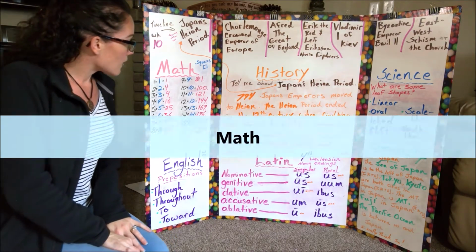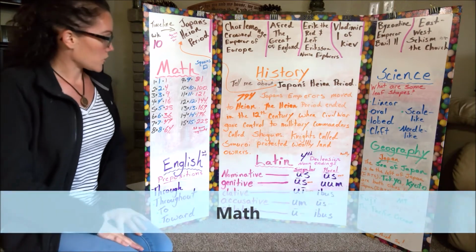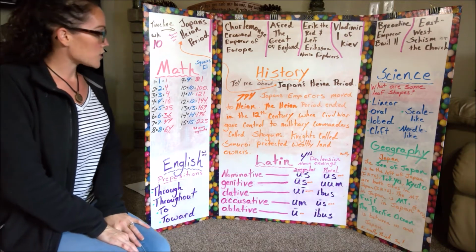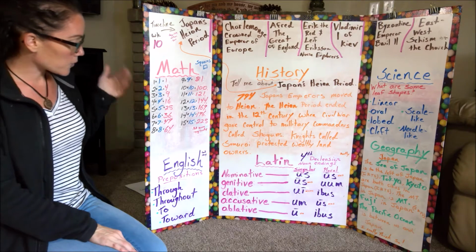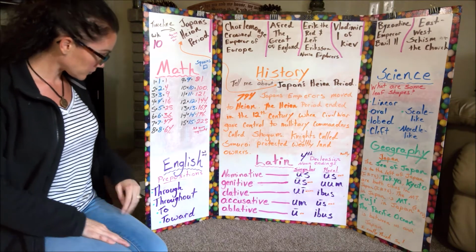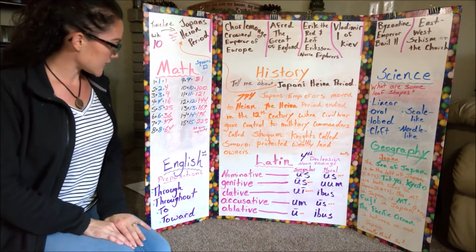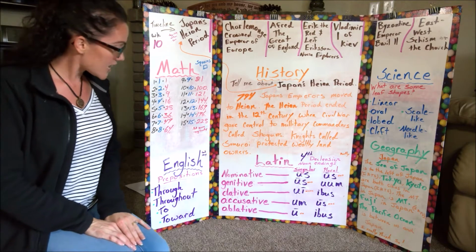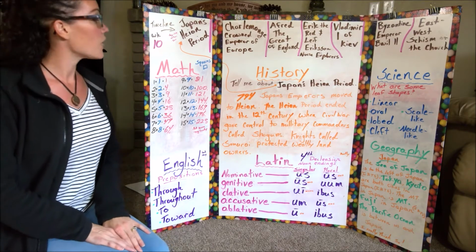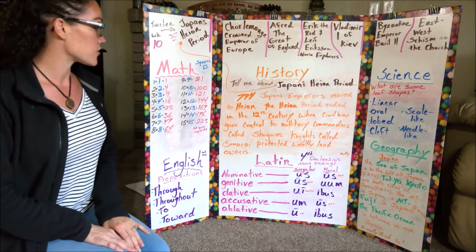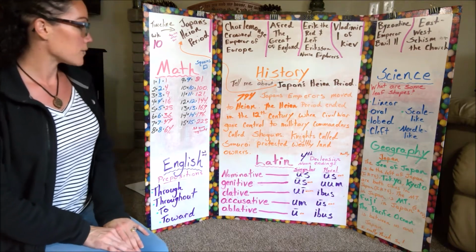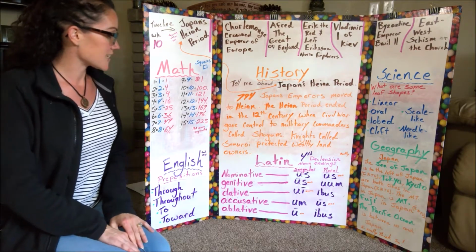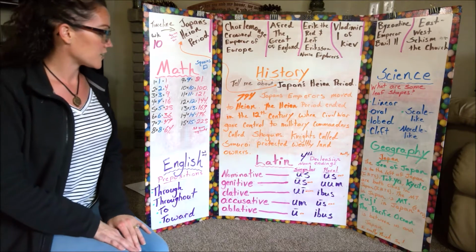Math. Skip counting the squares. So these are going to be 1 times 1 is 1, 2 times 2 is 4. We would run through that really quick. 3 times 3 is 9, 4 times 4 is 16, 5 times 5 is 25, 6 times 6 is 36, 7 times 7 is 49, 8 times 8 is 64, 9 times 9 is 81, 10 times 10 is 100, 11 times 11 is 121, 12 times 12 is 144, 13 times 13 is 169, 14 times 14, 196, 15 times 15, 225.